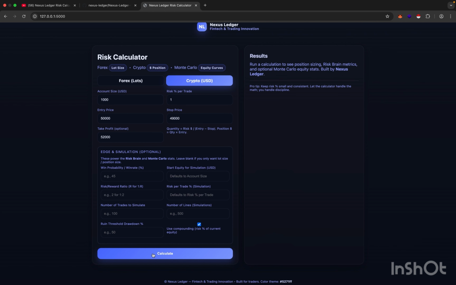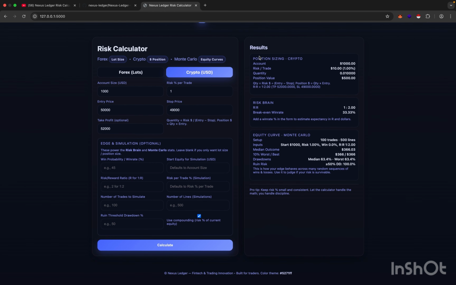So we just click calculate, and then boom, it tells you the account size, which is $1,000, which is correct. The risk per trade you should be taking according to the percentage that you have given it, which is, again, correct. For a $1,000 account, the risk per trade should be $10 if the risk per trade is 1%. And then the quantity should be 0.01, which is also correct. And then the position value in dollar amount should be $500. It also tells you the formula that it uses.